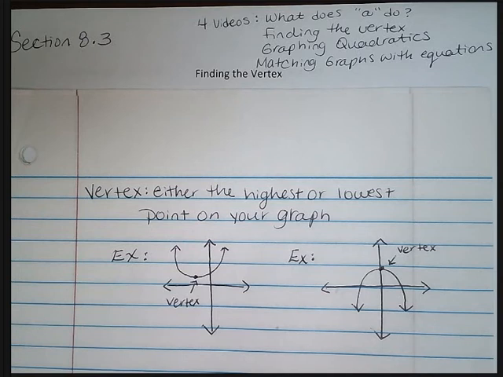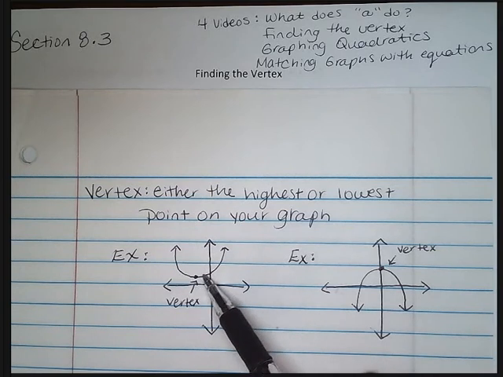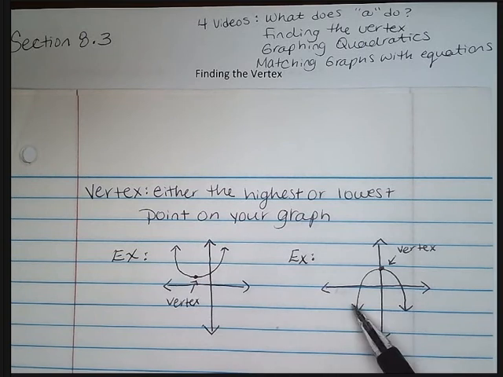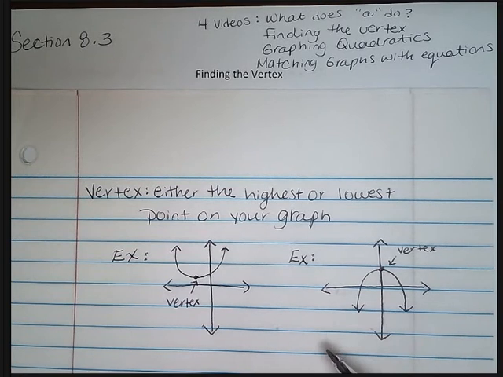So, the vertex, it is either the highest or the lowest point on your graph. So, for example, if your graph is pointing upward, then your vertex is going to be the lowest point on your graph. If your graph is pointing downward, your vertex is going to be the highest point on your graph.